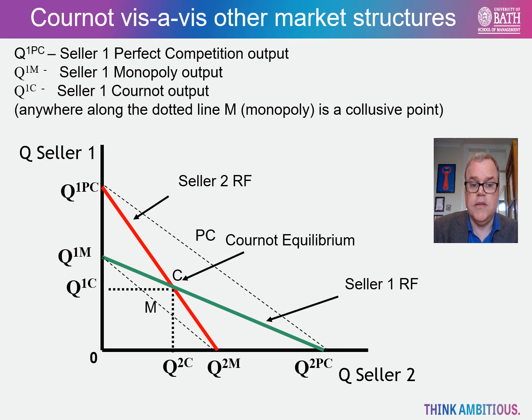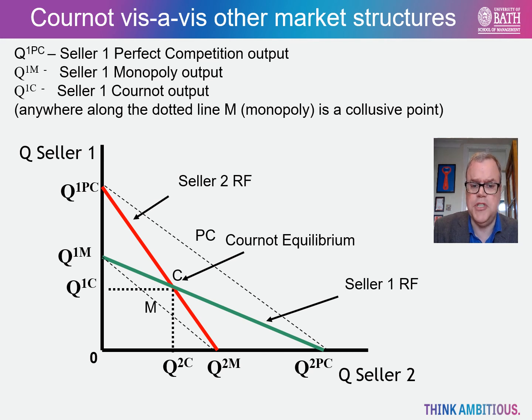To see this, consider the array of monopoly outputs. Consider seller 1's output when seller 2 is producing 0. This is given at the point Q1M. Similarly, consider seller 2's output when seller 1 is producing 0. This is given at the point Q2M. Anywhere along the dotted line indicates an industry monopoly output, and here there is potential for the firms to collude and share monopoly profits. More on that in the next part of the session.